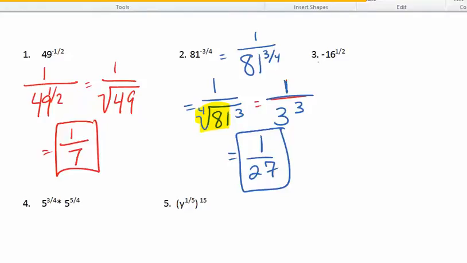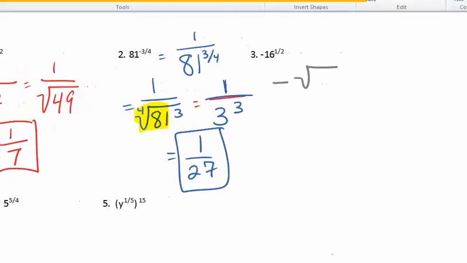Number 3, hopefully you'll notice the negative is outside, so we don't have to do anything different. This is like a previous example. I do the negative on the outside, and then I'm going to do the square root of 16, which is going to then be negative 4. So again, make sure you notice the difference between a negative being in the exponent versus on the outside.